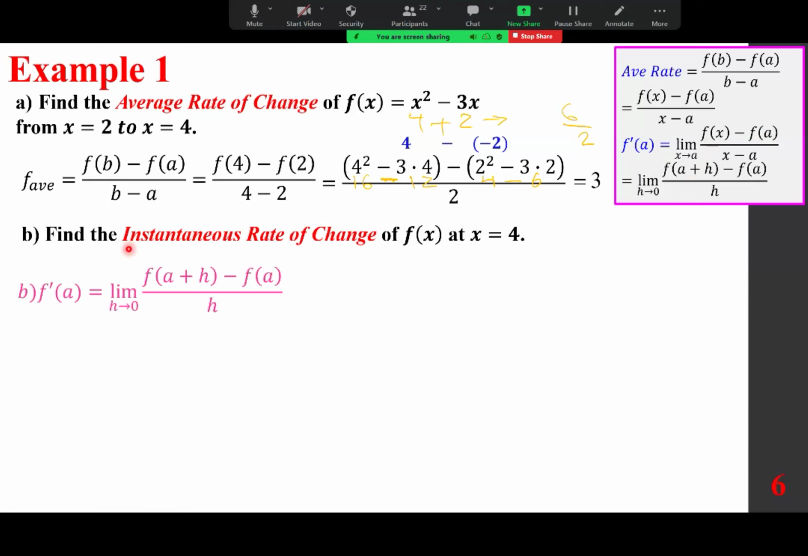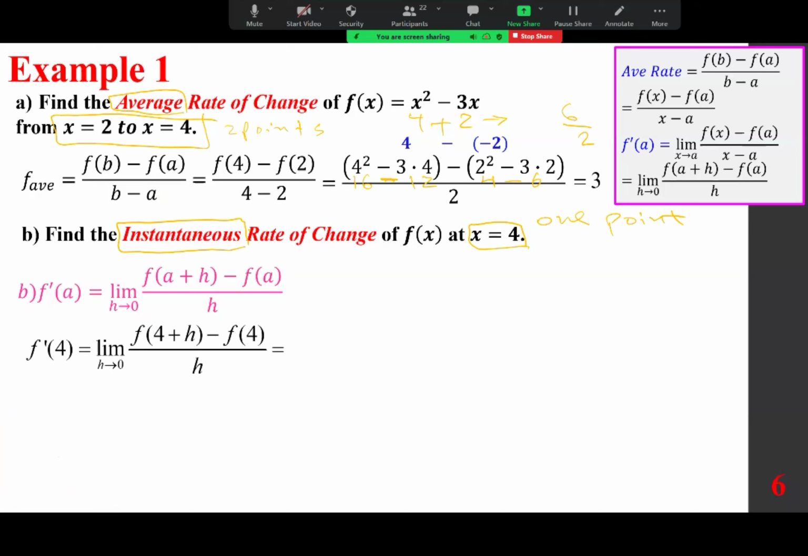By the way, even if they don't mention instantaneous, the fact that you have 1 point, that means instantaneous, class. 2 points means average. 1 point means instantaneous, even if they don't say so. We want f prime of 4, replace the a with 4.